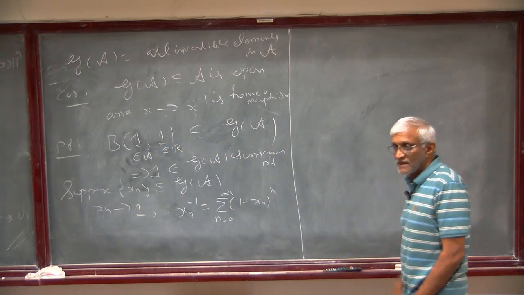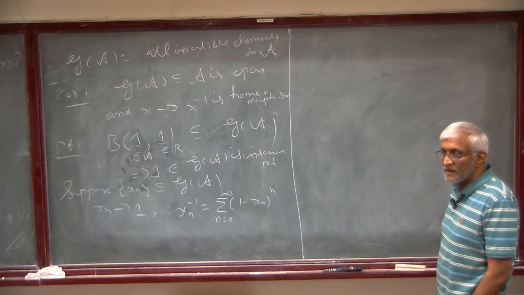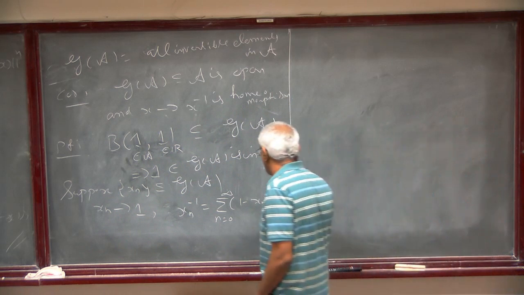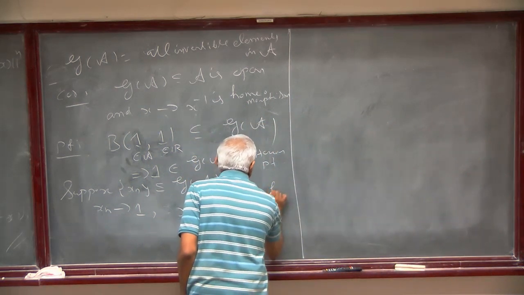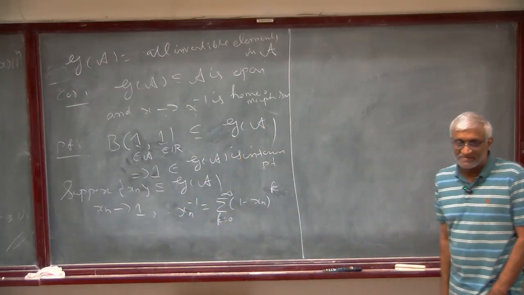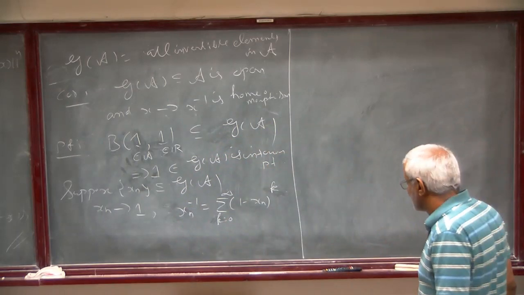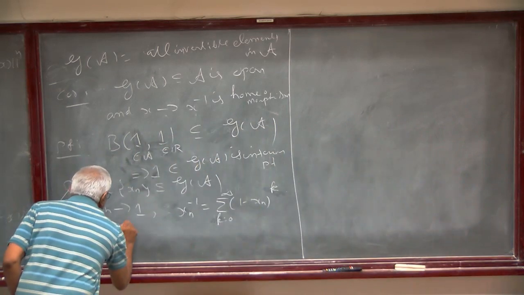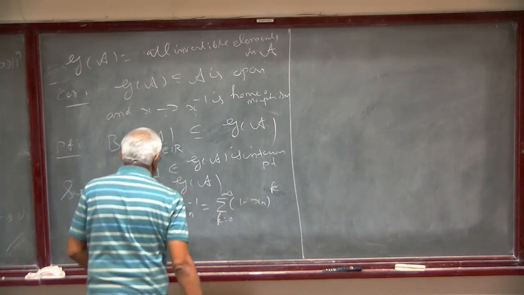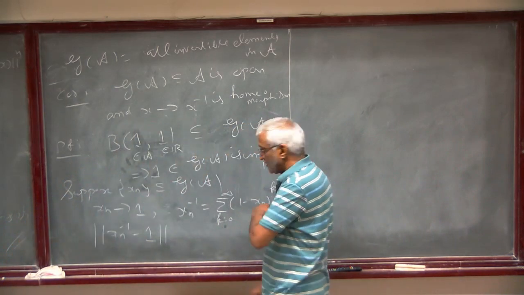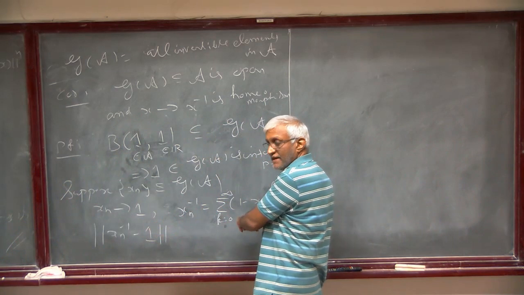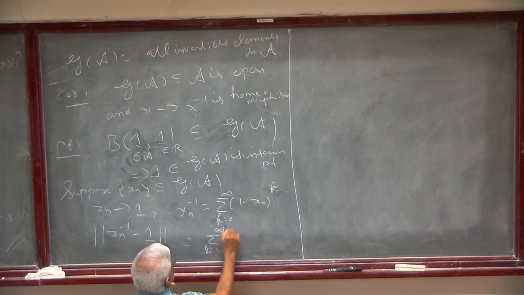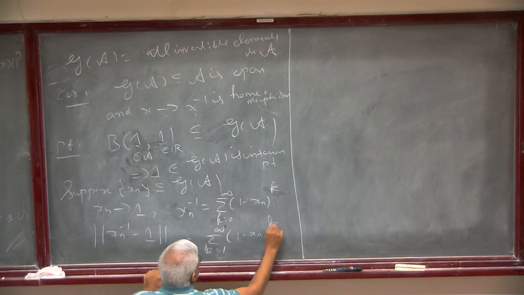Sorry, there is an n. Now I want to consider Xn inverse minus 1. The first term is 1, so in Xn inverse minus 1 the first term will go away. So this is just the sum from k equal to 1 to infinity of (1 minus Xn) to the power k.